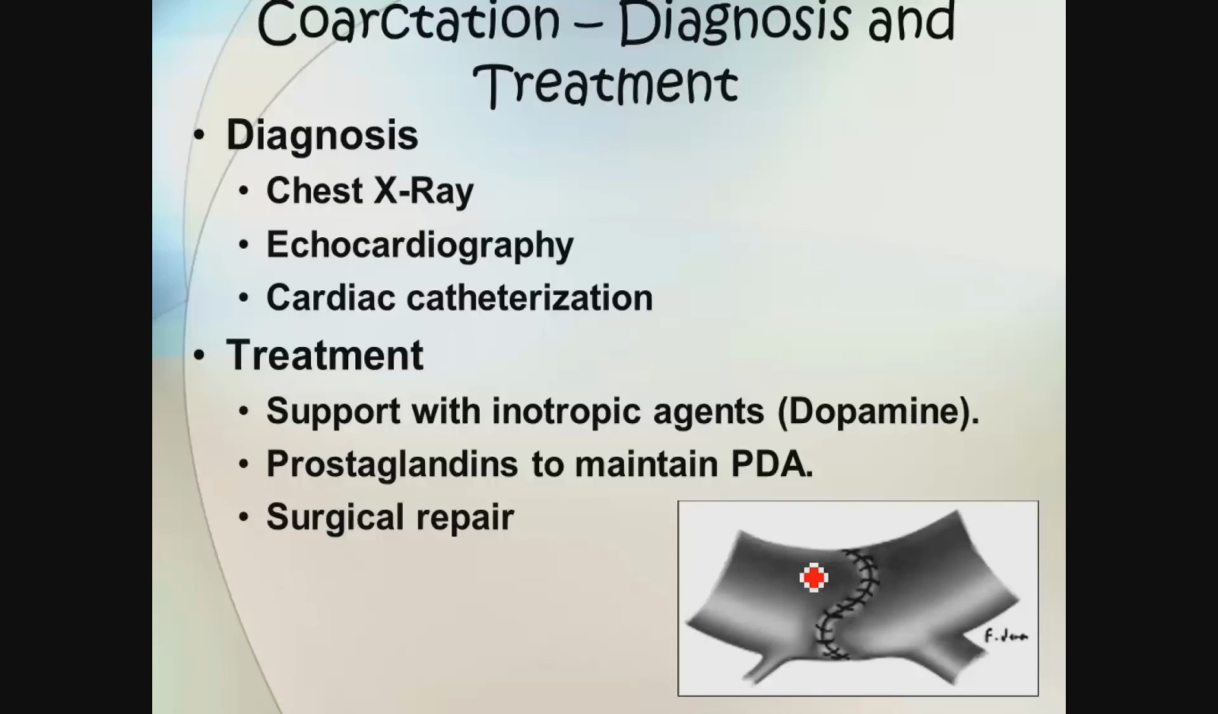Again, we diagnose it. You can actually diagnose it through a chest x-ray, and I'll show you an example of that. But more often it's through echocardiography, and they can actually do cardiac caths also. Support their blood pressure, however is necessary. We want to give prostaglandins, again, to keep that PDA open. And basically what they do is they go in, cut out the coarctation, and reattach the aorta to itself.